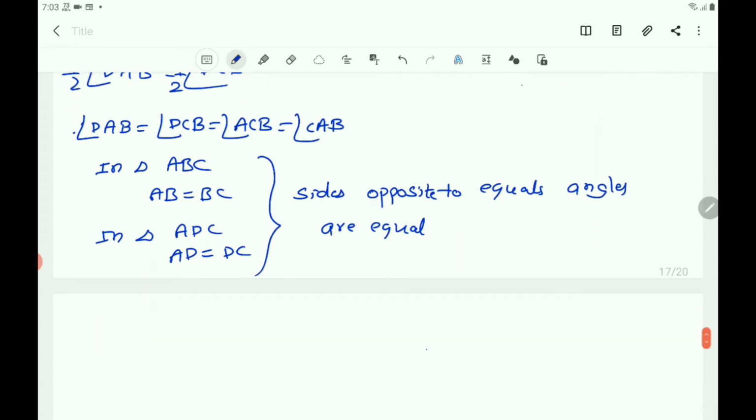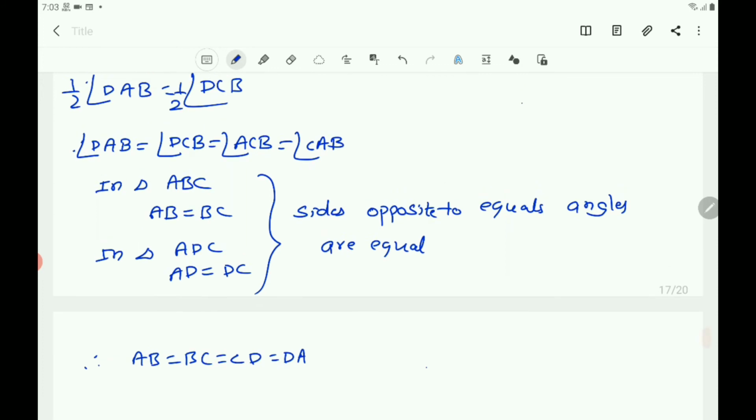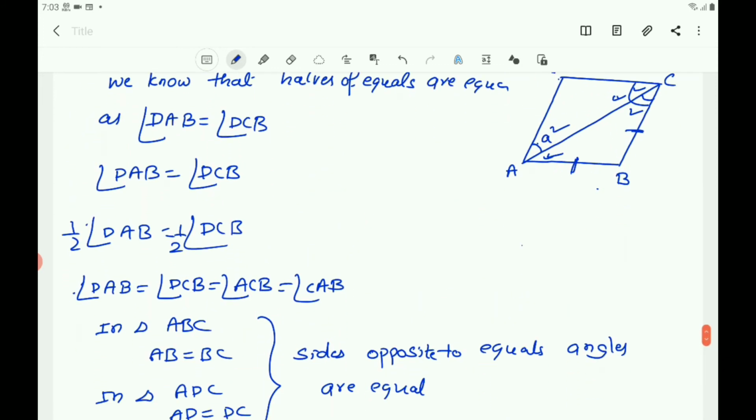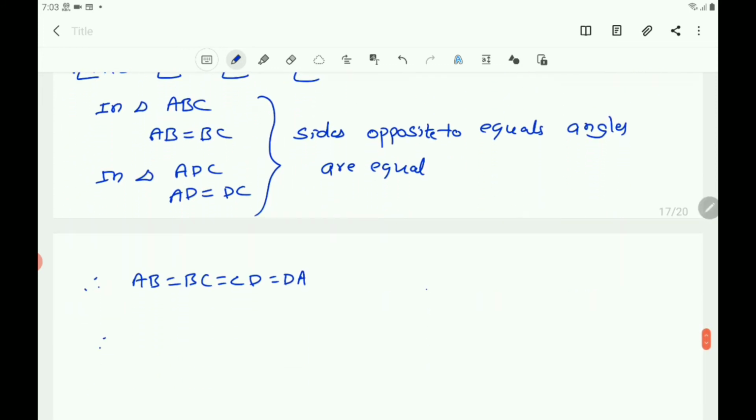Therefore, all the four sides are equal. You consider here opposite sides are equal, adjacent sides are equal. Therefore, AB equals BC equals CD equals DA. Therefore, here you can say that ABCD is a rhombus.